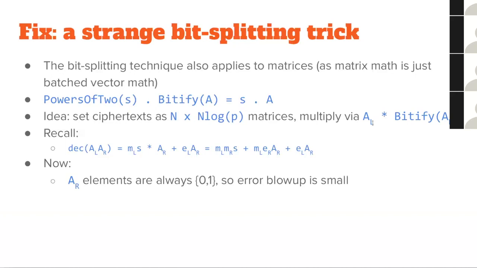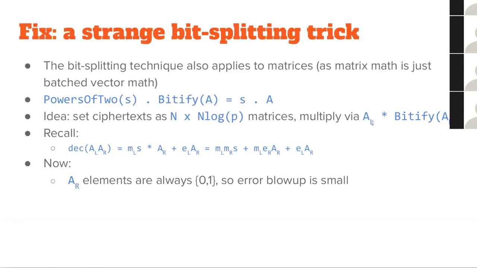So I actually just noticed that I don't even know what this multiplication here means. In the previous operation, Bitify has blown up a vector into an n times log p vector, right? So what are these AR and AL objects here? Are they tensors or are they still two-dimensional matrices? These are all matrices, right?